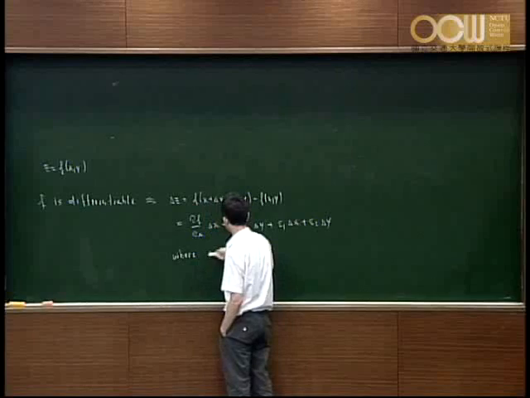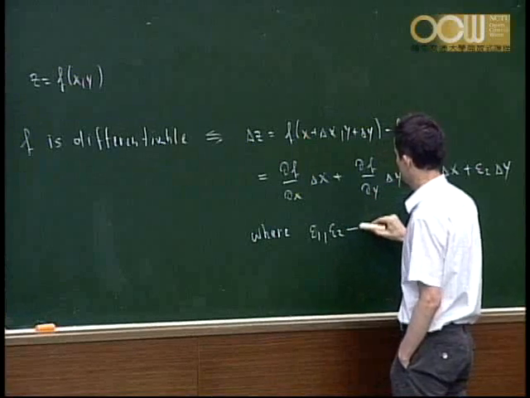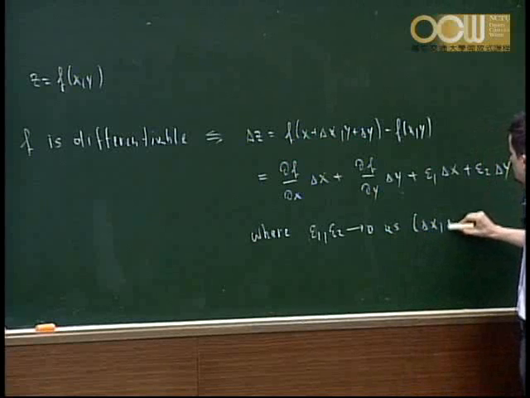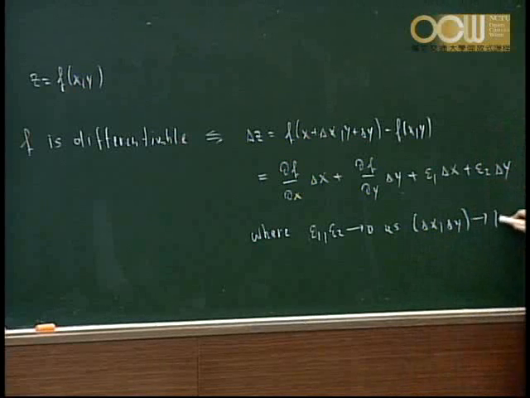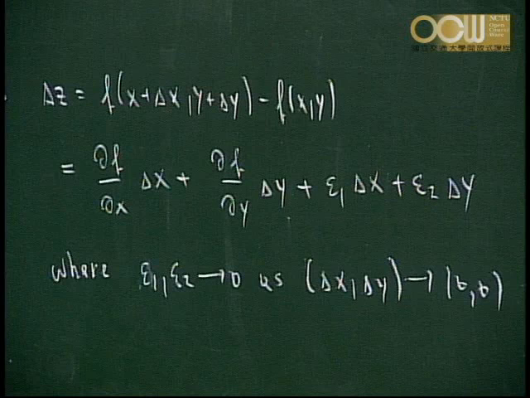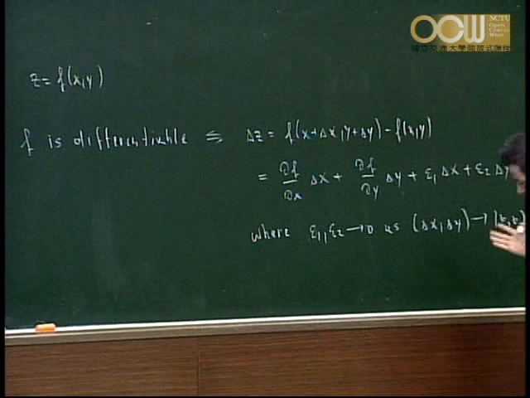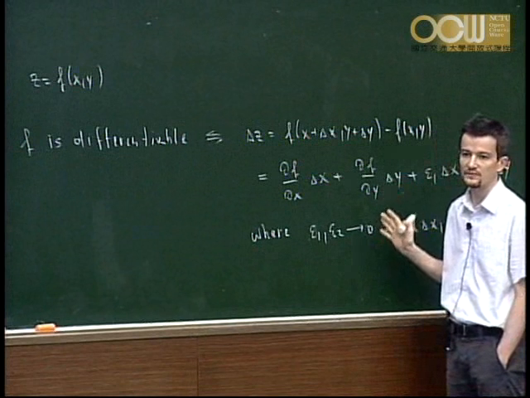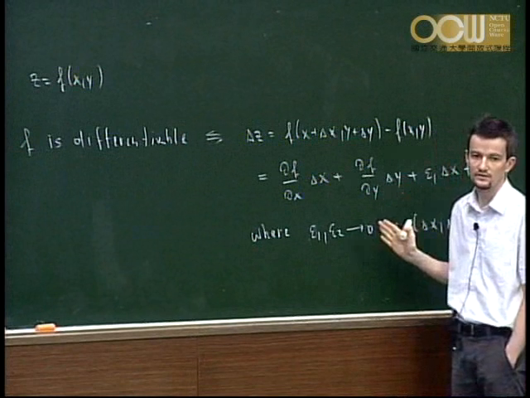where epsilon 1 and epsilon 2 both tend to 0 as delta x, delta y tends to 0. So this is what differentiability means for a function of two variables. If you look at this definition once more, it looks pretty different from the definition we gave last semester for a function of one variable.